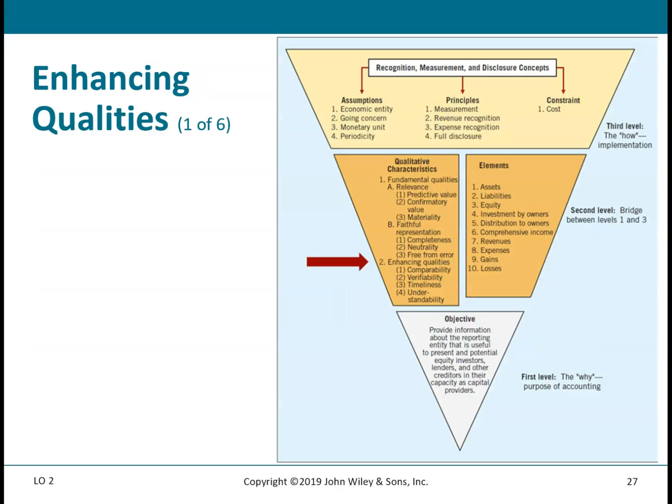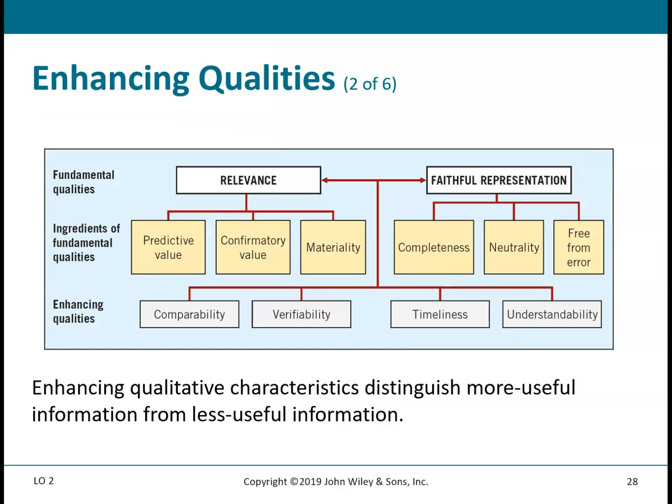So we've talked about fundamental qualities under qualitative characteristics and faithful representation. Now let's talk about the enhancing qualities. Enhancing qualities are complementary to the fundamental qualitative characteristics. These characteristics distinguish more useful information from less useful information. They include comparability, verifiability, timeliness, and understandability. Notice these enhancing qualities are complementary to both the fundamental qualities of relevance and faithful representation.